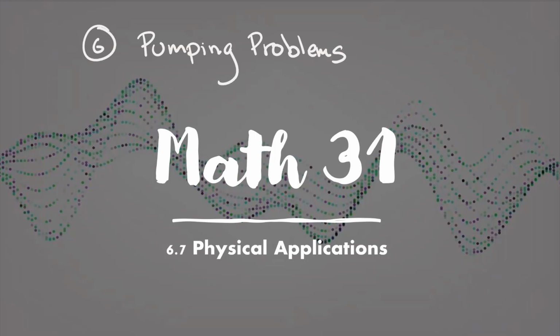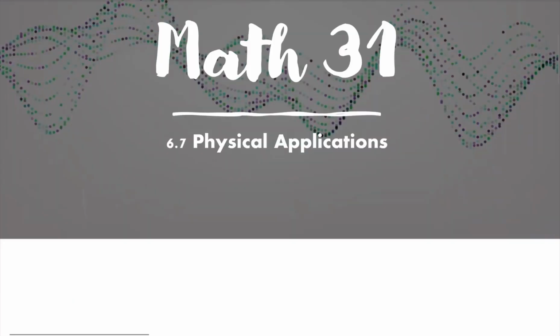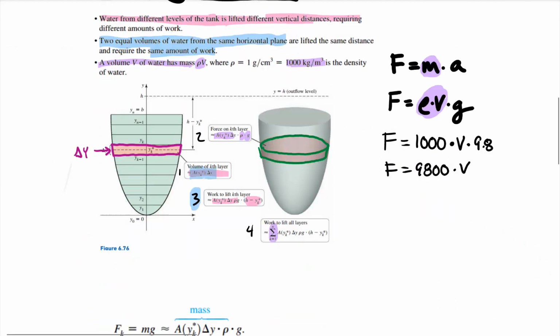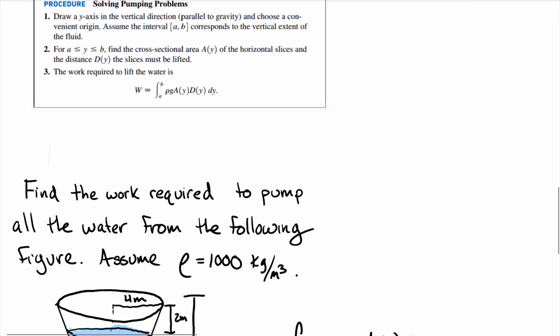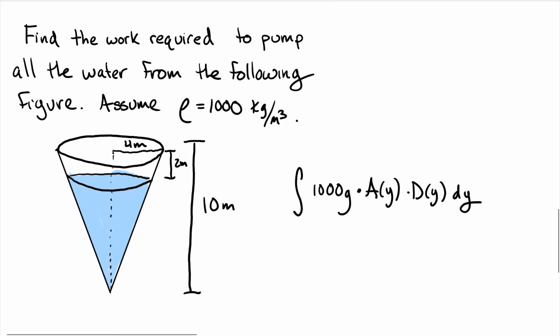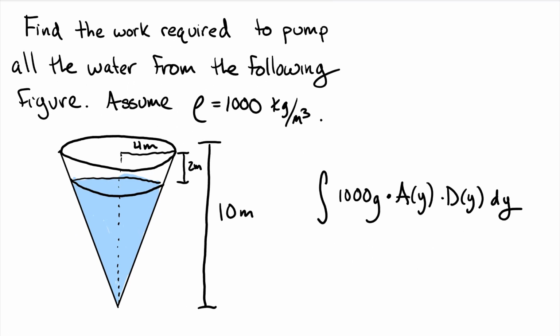All right, let's do an example with our pumping problems. Here's all the info we did before, jumping down to the problem we're going to mess with. So we want to find the work required to pump all the water from the following figure. We assume water has a density of 1,000 kilograms per cubic meter.